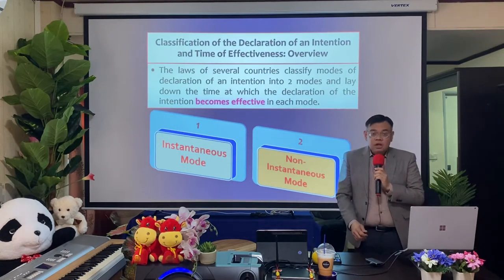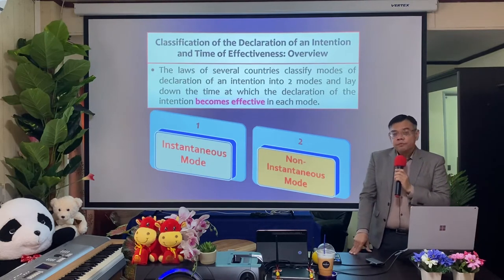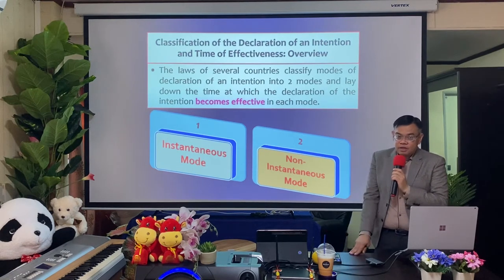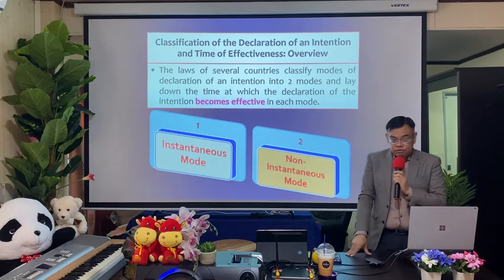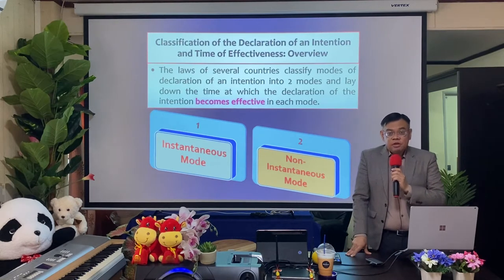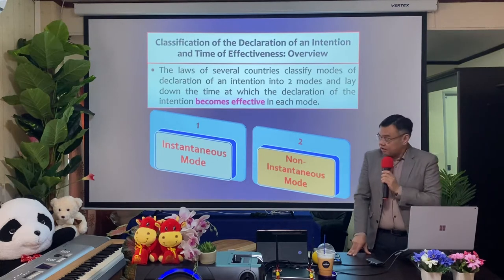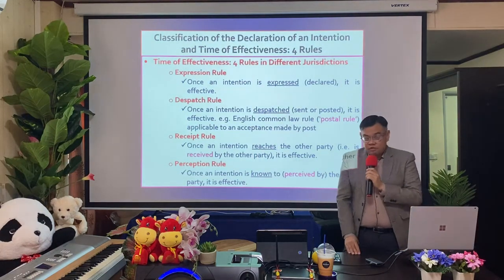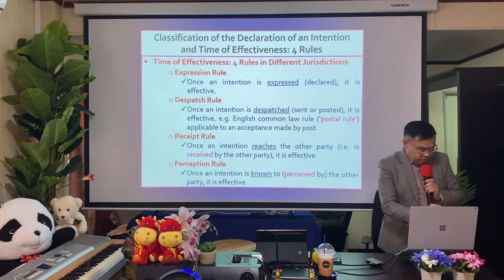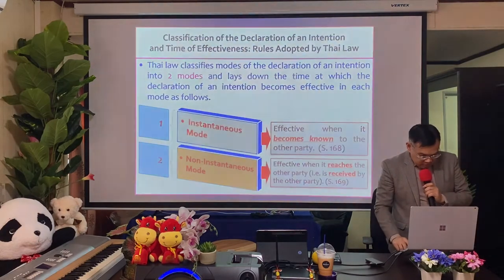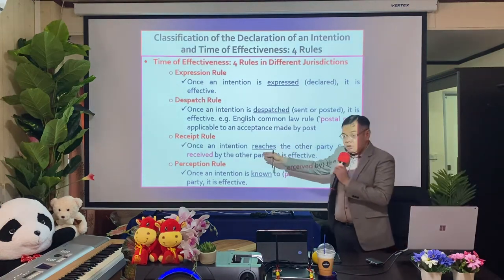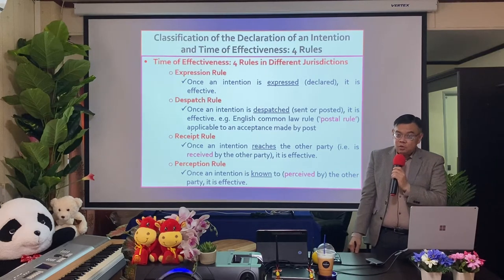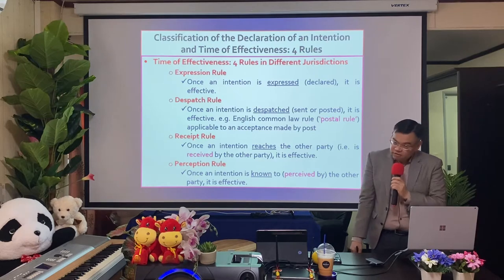I have explained to you already that the reason why the law distinguishes modes of communication into two modes is because, in each mode, the time at which the declaration of an intention becomes effective is different. In many countries, there are different theories. Remember, we have talked about the expression theory, the dispatch theory, the receipt theory and the perception theory. These theories are adopted in the laws of many countries in different scenarios.